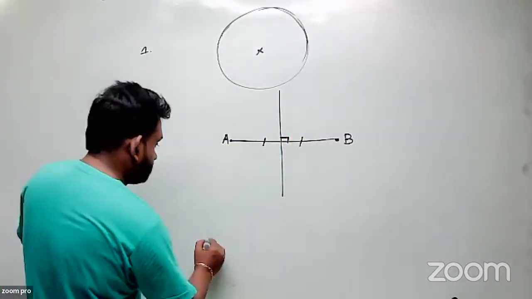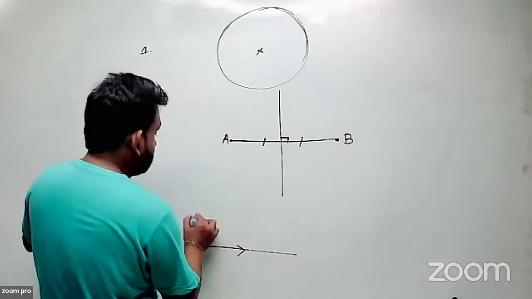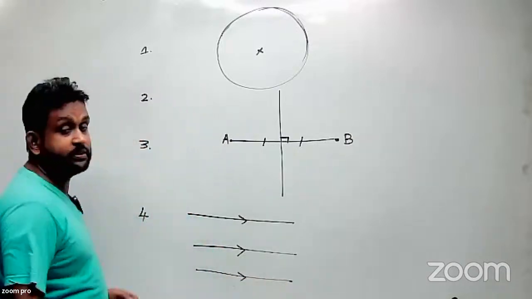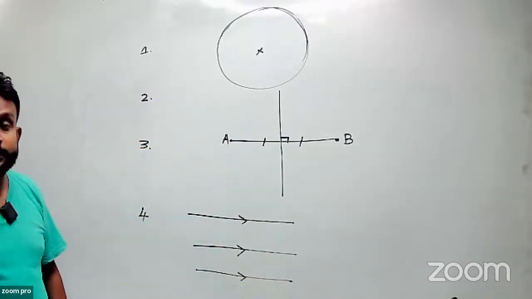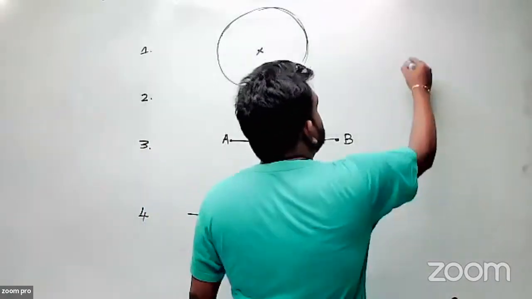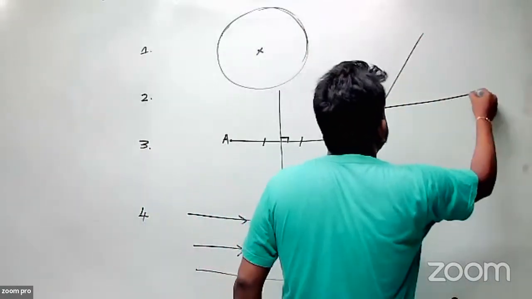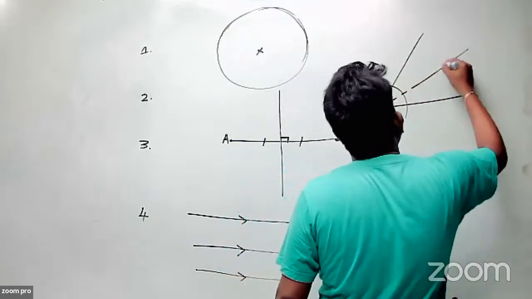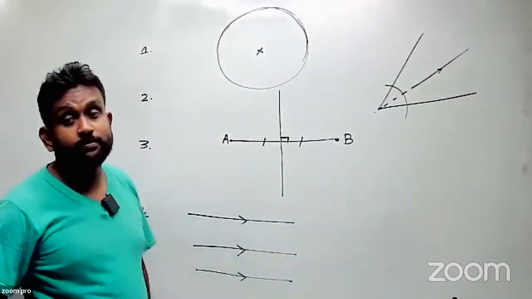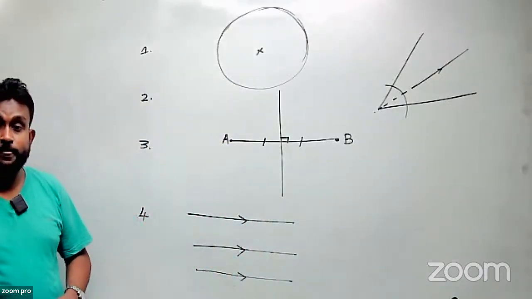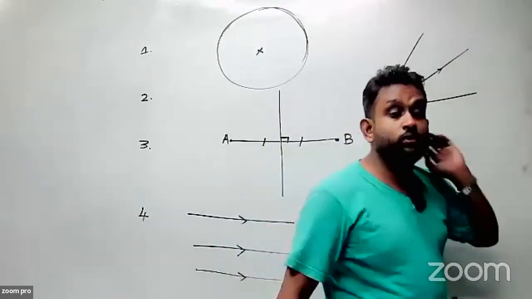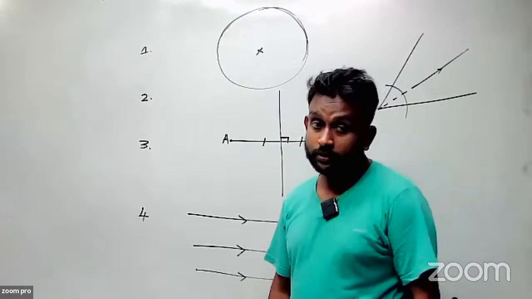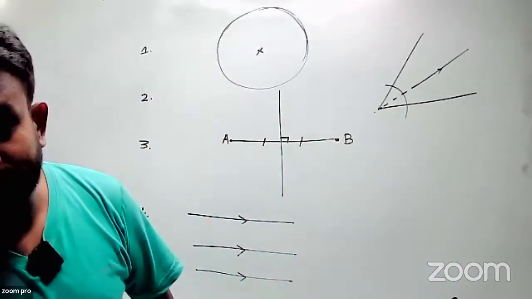The third one, equidistance to a given straight line, that is parallel lines, top and bottom lines, right? So that is the third locus. Okay, fourth one, equidistance to two given lines, right? That is the angle bisector of those two lines, angle bisector. Okay, any questions up to now? The four loci. Okay, right? Okay.